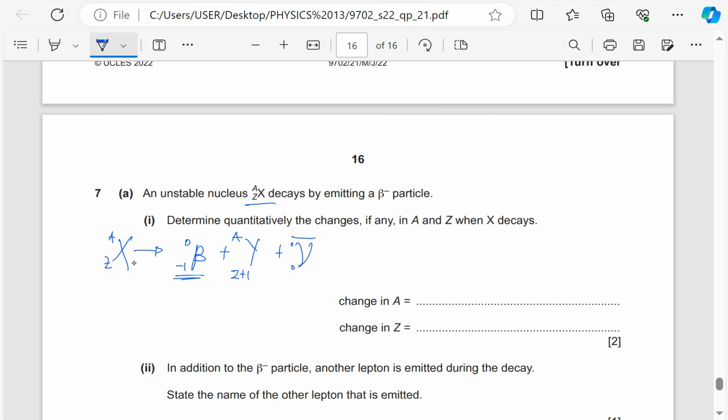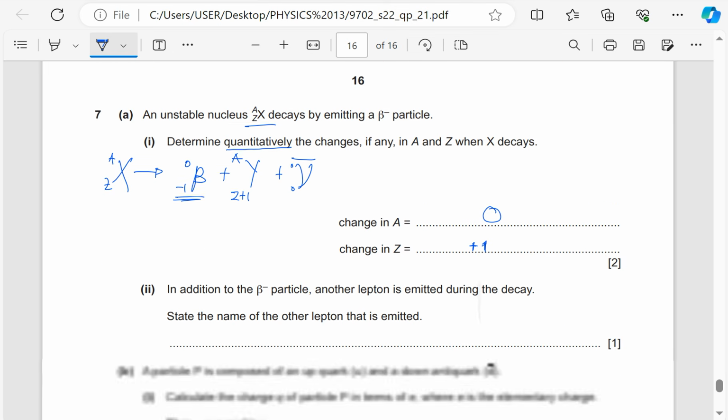So determine quantitatively, meaning you state a number, the changes, if any, in A and Z when X decays. In A, the change is 0. There's no change in the value of A. Then in Z, the change, you see I have said it is plus 1. Z increases by 1.